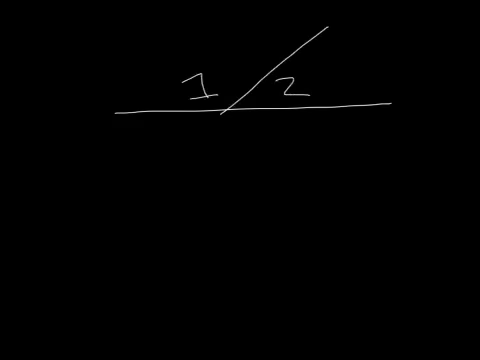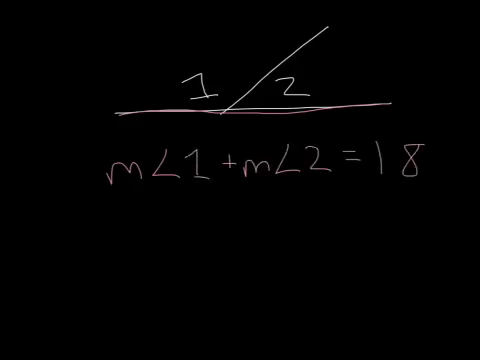We might also have a linear pair. Let's say we had a linear pair here. Angle 1 and angle 2 were a linear pair. We know that a linear pair forms a straight line, and that's going to add up to 180. So we can say measurement of angle 1 plus measurement of angle 2 would equal 180 degrees.